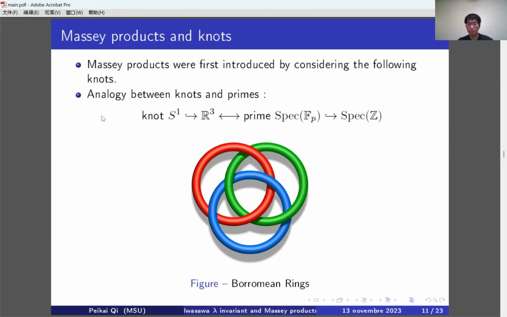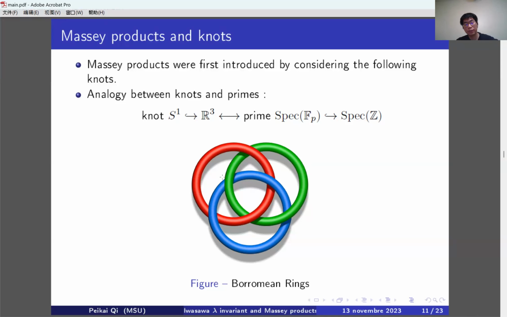Before I introduce the second generalization of cup products, we can look at the history of the Massey product. The Massey product was first introduced by Massey when he considered the following knot, the Borromean rings. From this picture, you can see each two knots are not linked with each other, but these three knots are linked in a non-trivial way. You cannot separate these three knots without breaking them. So each two are not linked.